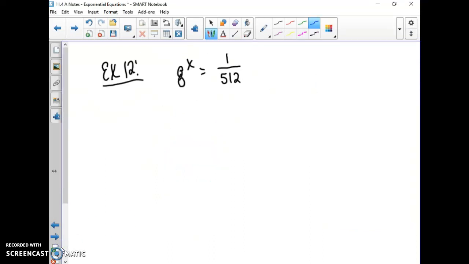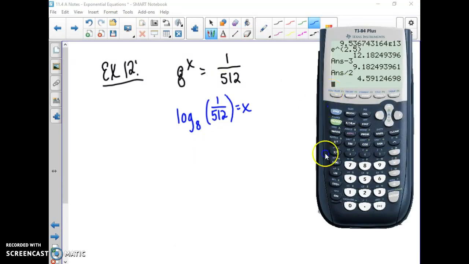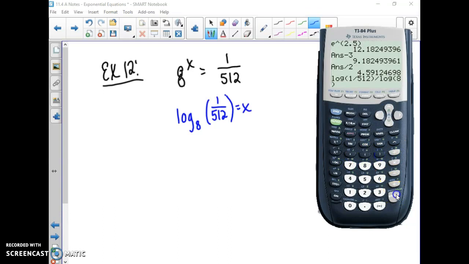Okay, in this case, we need to rewrite as a logarithm, so we'll have log base 8 of 1 over 512 equals x. I mostly gave you this problem so that you can see what type of answer we get here. You're going to have log of 1 over 512 divided by log of 8, and that will give you negative 3. So you can see you can get a negative with it.